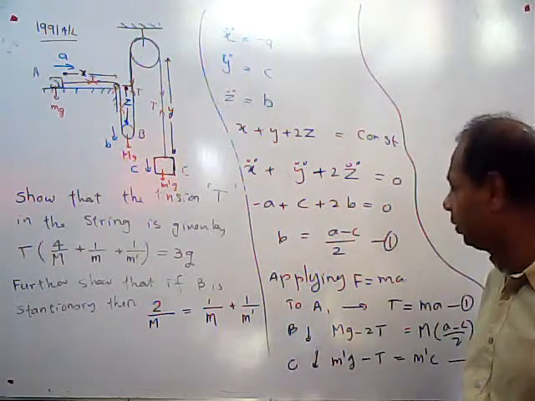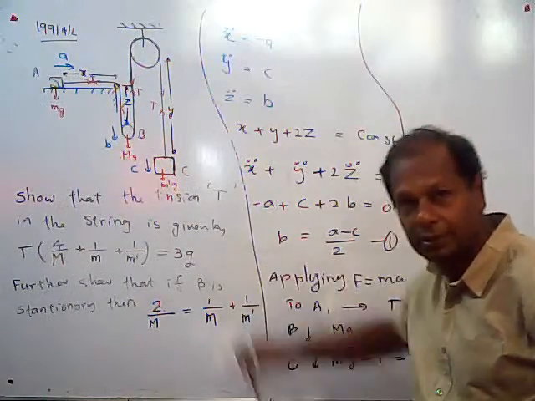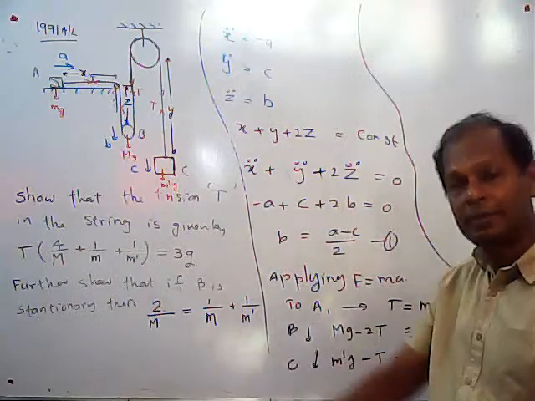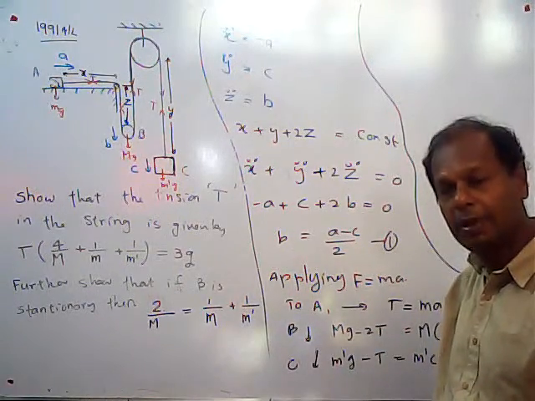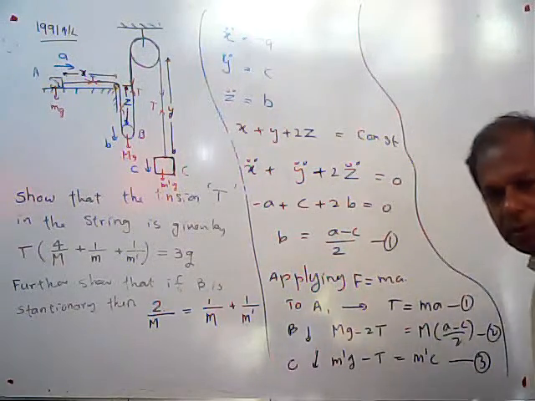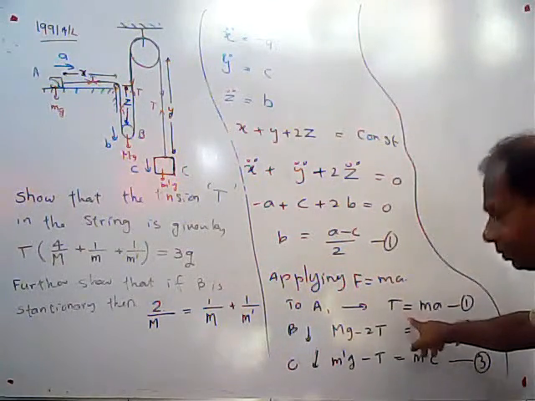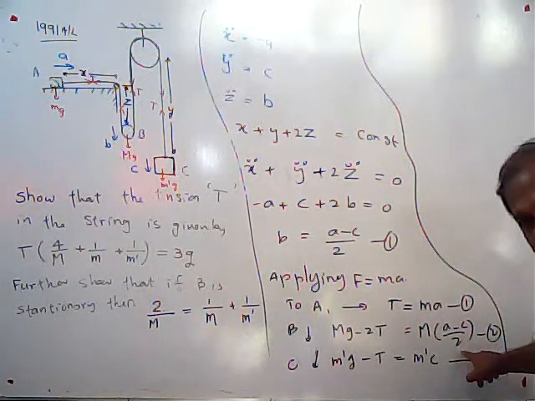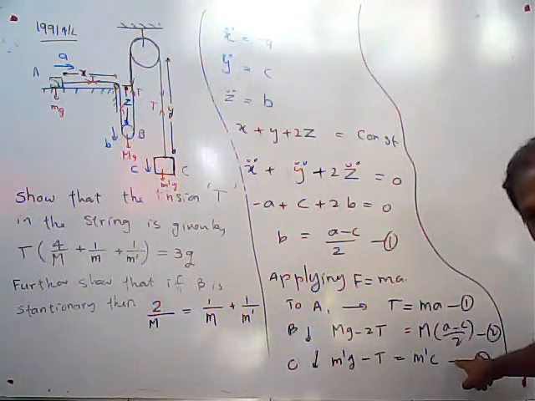No, you don't need to do so because we need an expression containing t. Better we try the other way around. We try to get rid of a and c and get the expression for t. So how to get rid of a and c? Look at these two equations. To get rid of a and c, here you have a minus c over 2.